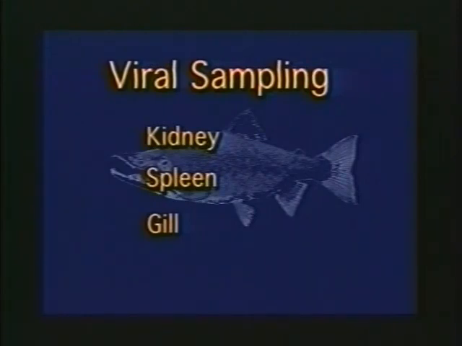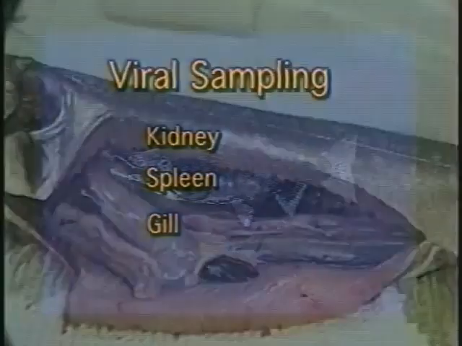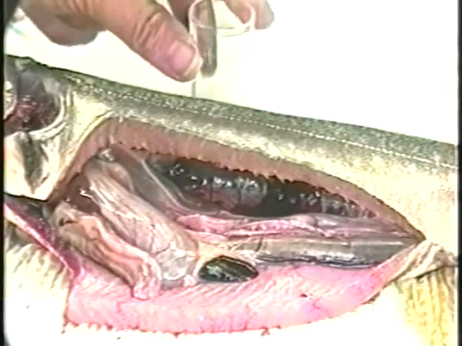Samples for viral isolation are collected next. Depending on the examination protocol, tissues from more than one fish may be pooled. Because these samples will be treated to inhibit bacterial and fungal growth, adherence to strict sterile technique is not required. However, it is important to sterilize tools between fish or between groups of fish to avoid cross-contamination of samples.